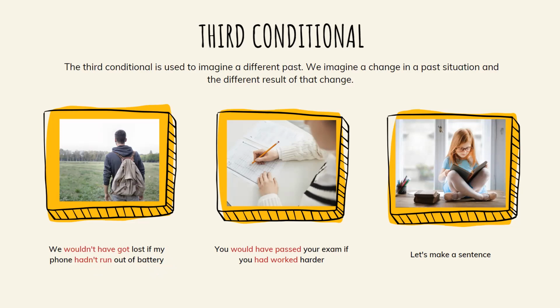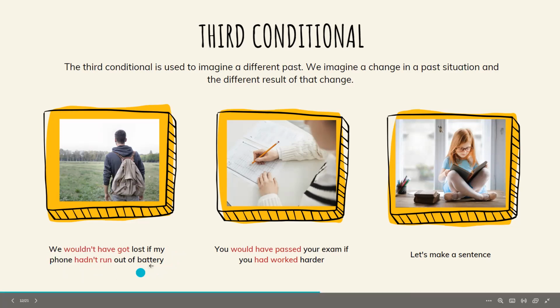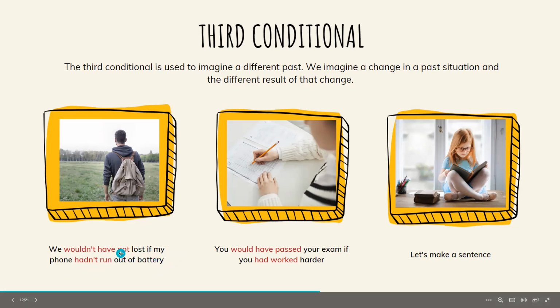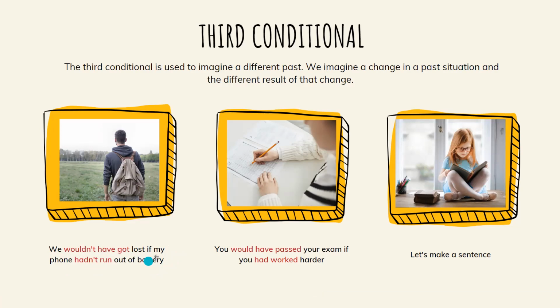Unlike the second conditional, here in the third conditional, we are talking about a situation which happened in the past, okay? Not in the present, not the future, but a situation which happened in the past, okay? That's the key difference. Don't forget about this, guys. Something happened in the past, and we are changing something which has already happened in the past, and we see the result. The result has also already happened in the past.